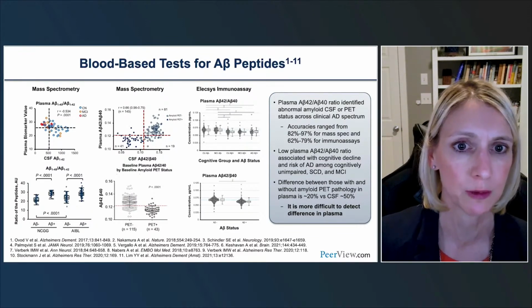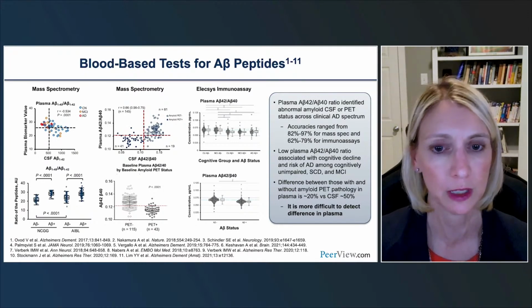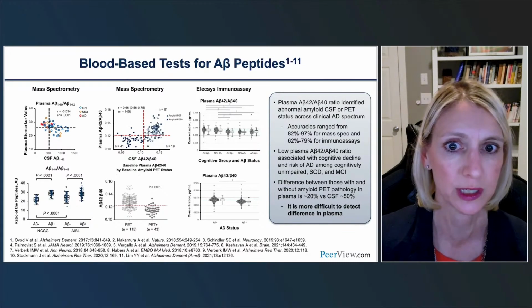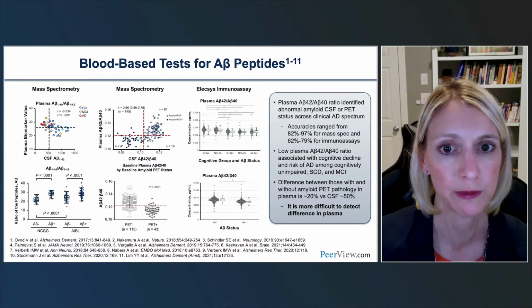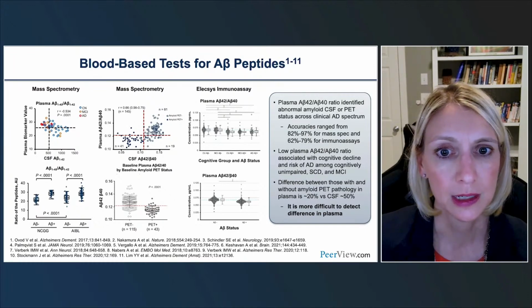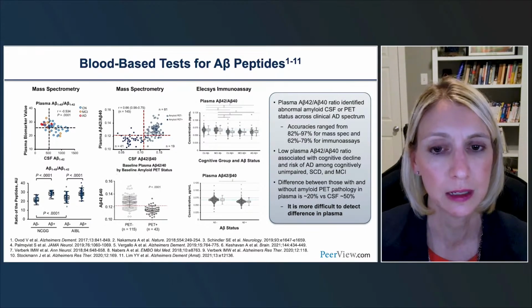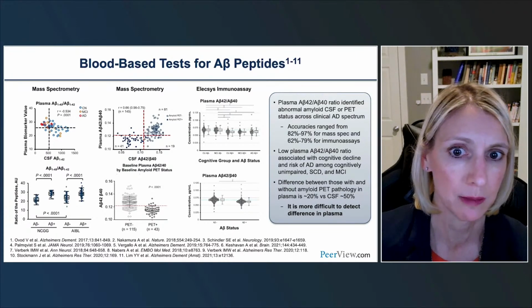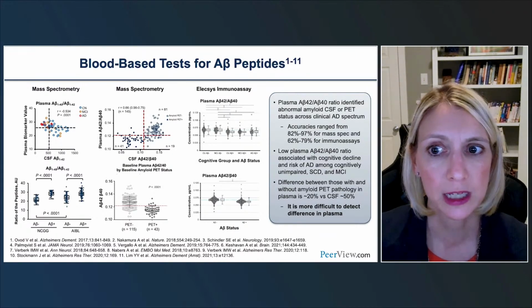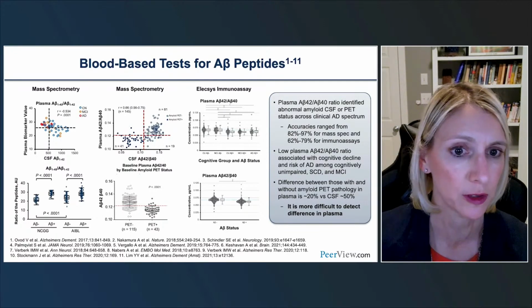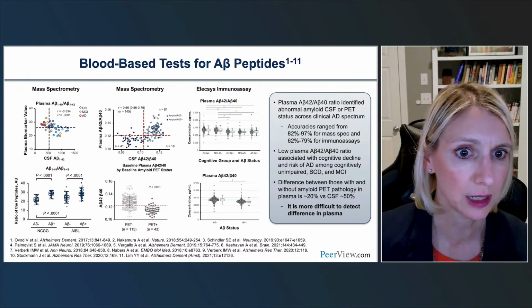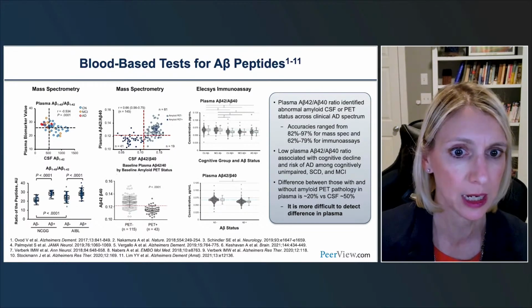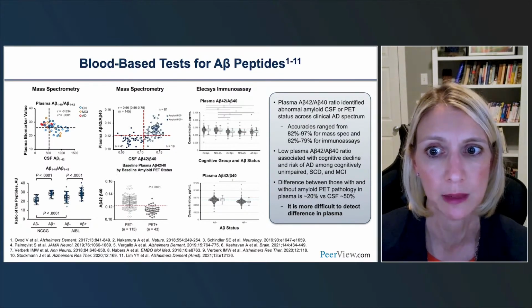Going forward, generally with all the blood tests, those that are available clinically as well for research purposes, we focus on the 42 to 40 ratio, similarly to what we focus on for CSF. In addition to having good sensitivity and specificity for detecting brain amyloid pathology, low plasma amyloid beta 42 to 40 ratio has been associated with cognitive decline and risk of Alzheimer's disease. And this occurs across the clinical spectrum. So among cognitively unimpaired individuals, predicting risk of MCI, and from MCI, risk of Alzheimer's disease.